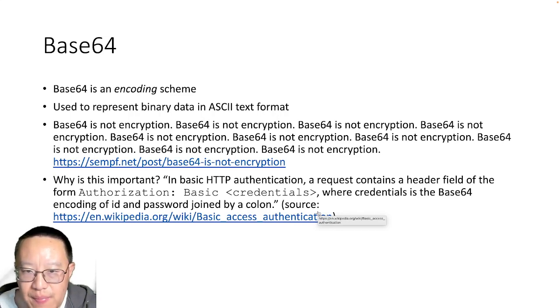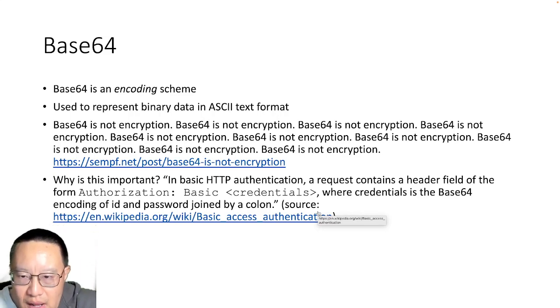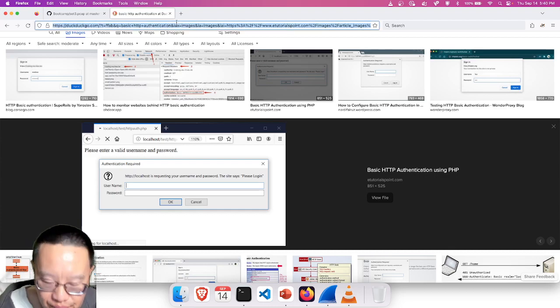In basic HTTP authentication, which is that little gray box where you enter your username and password, a request containing a header field, Authorization: Basic, is where the credentials are, the Base64 encoding of the ID and password. So the Base64 encoding is just a username followed by a colon followed by a password. I kid you not.